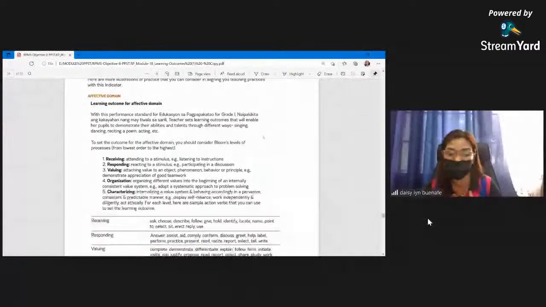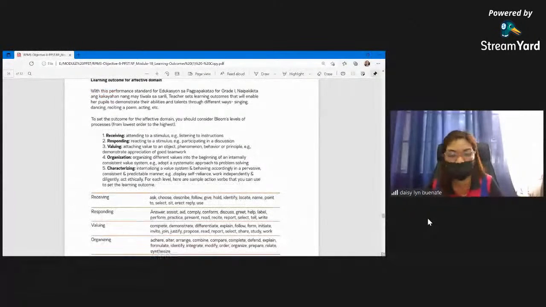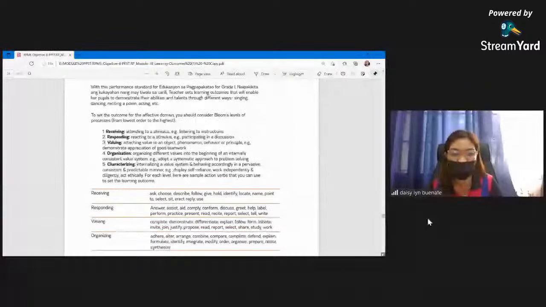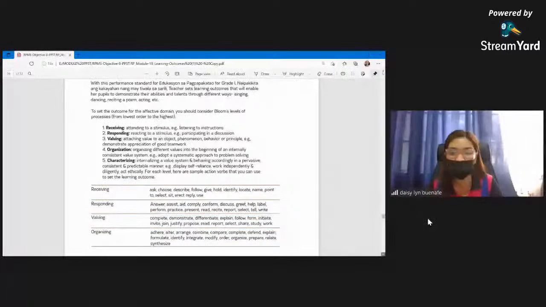So, for each level, here are sample action verbs that you can use to set the learning outcome. Okay, we have receiving. The action verbs are ask, choose, describe, follow, give, etc. Then responding, valuing, organizing. So, muna siya sa affective domain. Kaganina, physical domain.